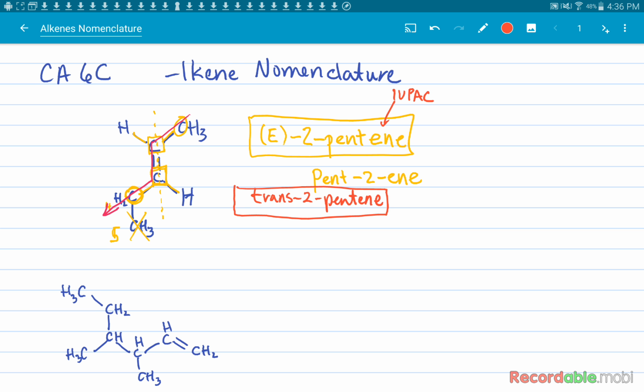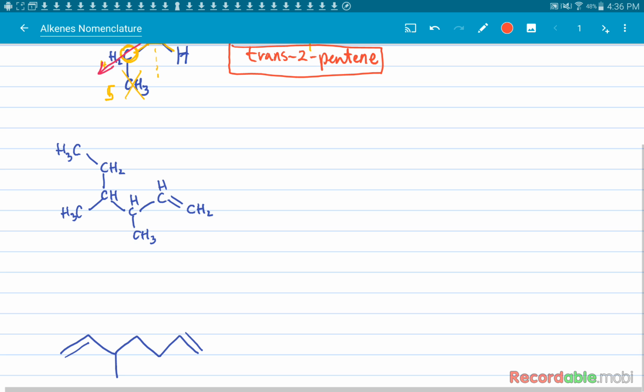All right, let's go on to this next one. Now we've got some branches. We need to look at the longest carbon chain that contains the functional group. So that would be going along like this for the longest carbon chain. Notice we've got a couple of methyl groups. We need to number the longest carbon chain so the double bond gets the lower number. So like this.